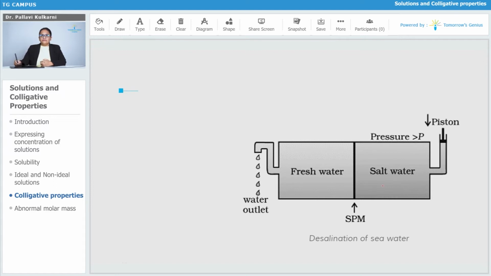Okay, so you can see two compartments are there. In one compartment fresh water is filled, in another salt water is filled, right? There is a semi-permeable membrane in between these two. Now this is the water outlet you can see here, and from the salt water side we are going to apply a pressure by pushing the piston down.